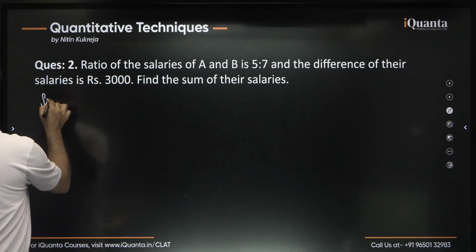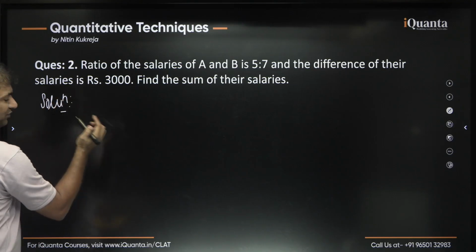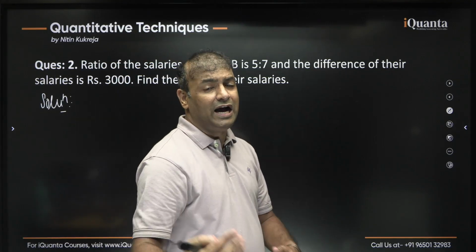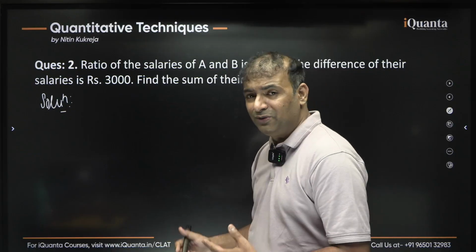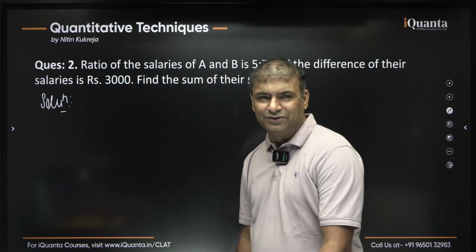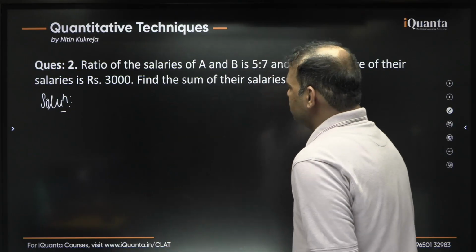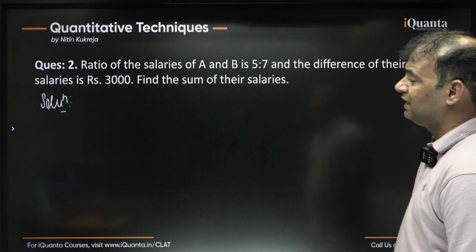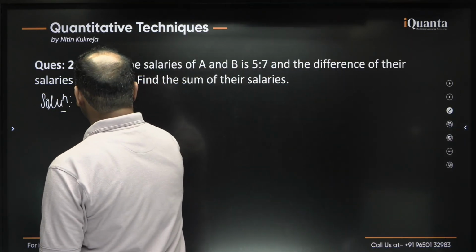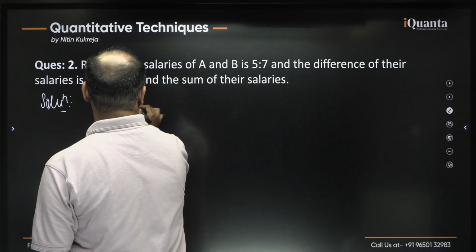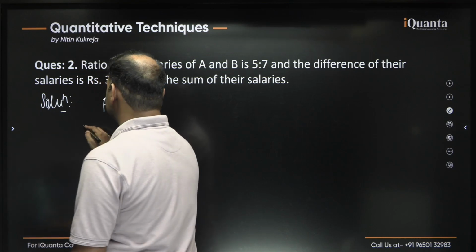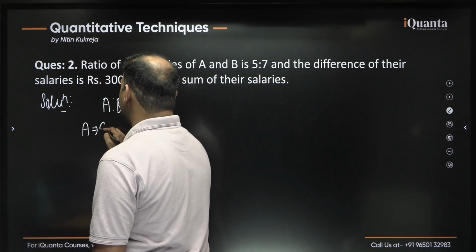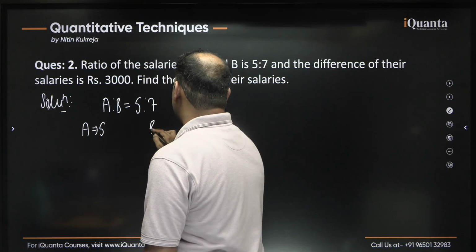Okay, now again I'll be using that third method of the previous question, and I'll show you how that method can be used in solving challenging questions, or you can say moderate questions as well. Okay, the ratio of the salaries A to B is 5:7. We know that the difference of the salaries is 3,000. So let's write like this. A to B is given to us as 5:7, right? So guys, let us assume the salary of A for a while is 5 and the salary of B for a while is 7.